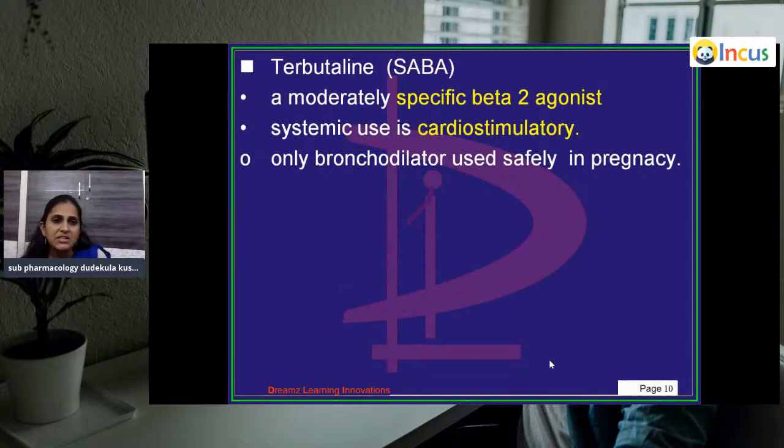This is one more drug, terbutaline, a short-acting beta agonist. This is the only bronchodilator that is safe to use in pregnancy. Other drugs are not much used in pregnancy. This one is used in pregnancy, and it has one more effect, a cardiostimulatory effect.